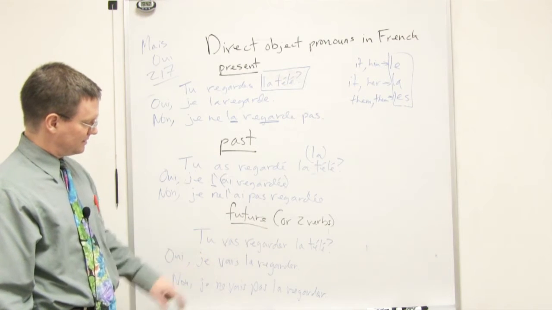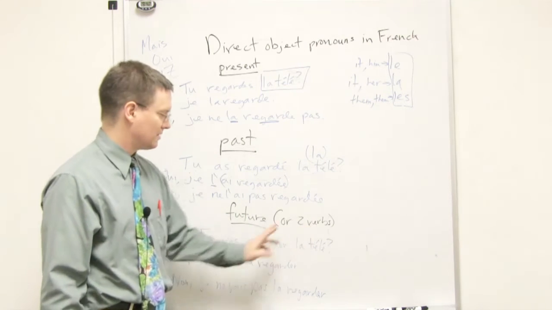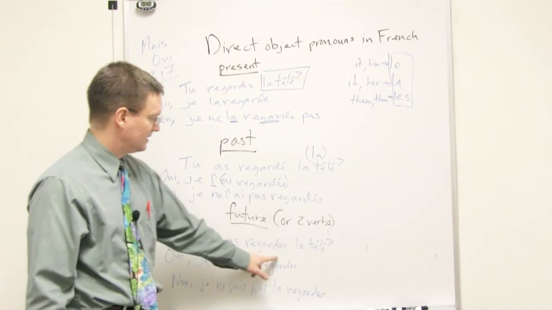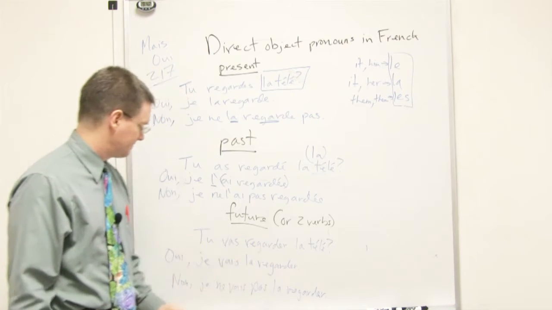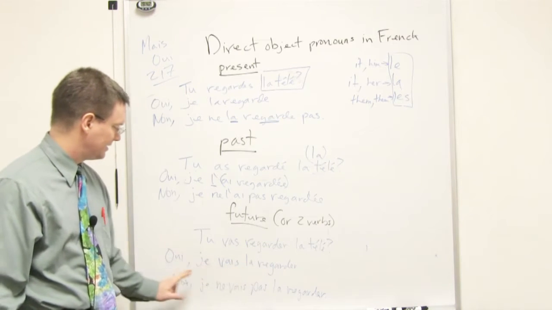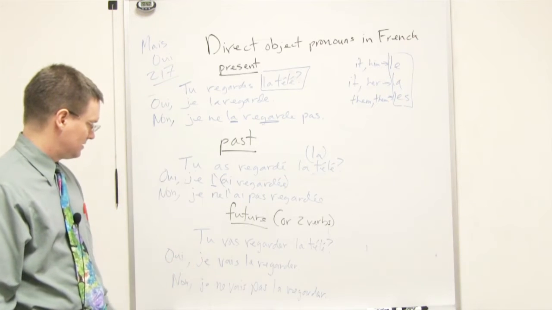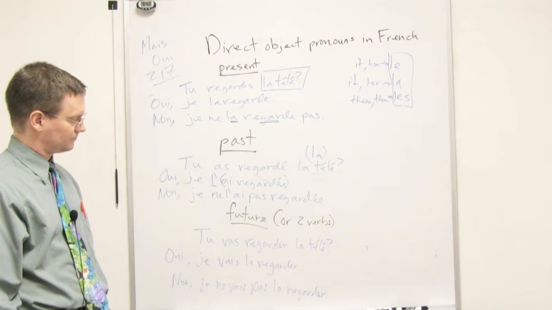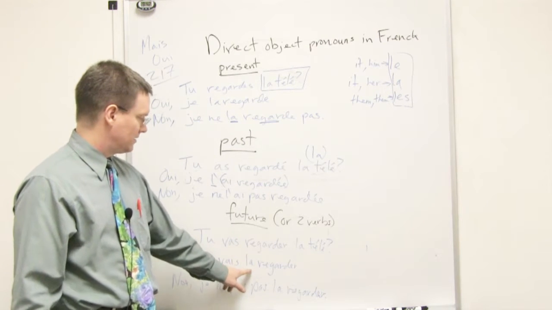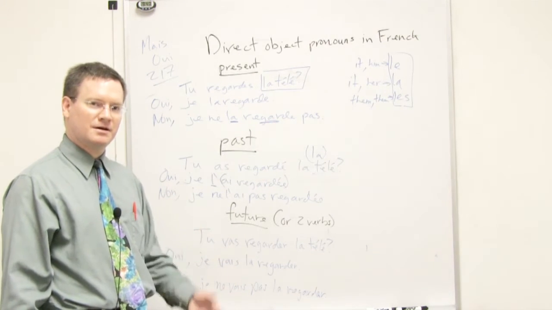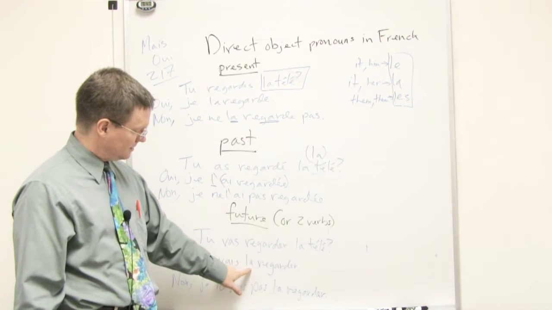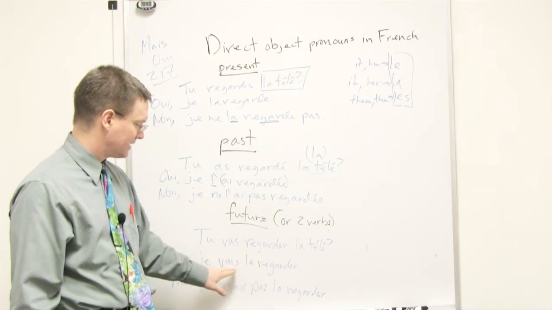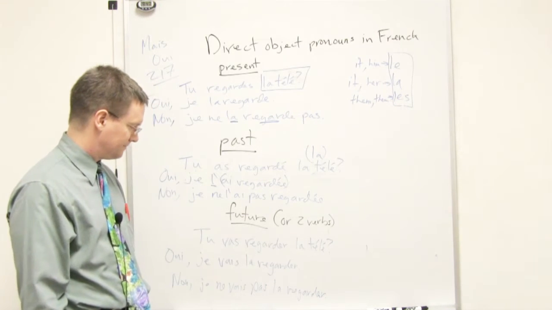Now, in the future tense, or when you have two verbs, either one, this is our model for the future tense. Tu vas regarder la télé. You are going to watch TV. Oui, je vais la regarder. Yes, I'm going to watch it. Or no, je ne vais pas la regarder. I'm not going to watch it. Notice here, you always put pronouns in front of the verbs that modify them. So here, this la goes in front of the regarder and not in front of the vais, because you're watching it, not going it. Watching it meaning the TV.